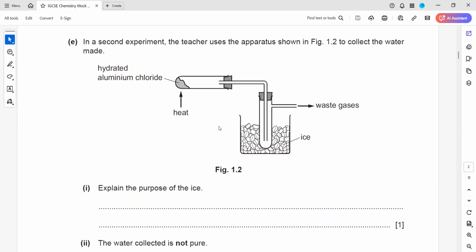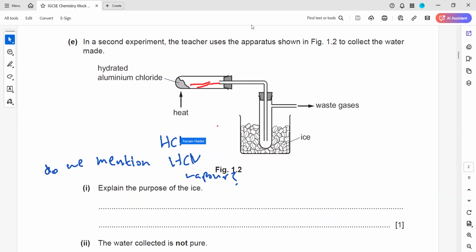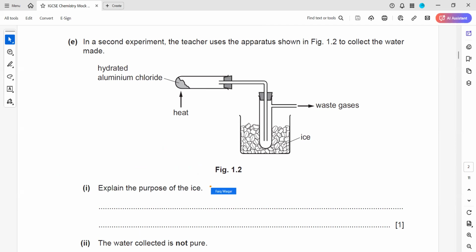So as this is giving us hydrogen chloride gas and steam, do we have to mention both? No, any one you can mention. You can mention to condense the steam. No need for hydrogen chloride here. You just have to mention the water. The main marks are for water, H2O.